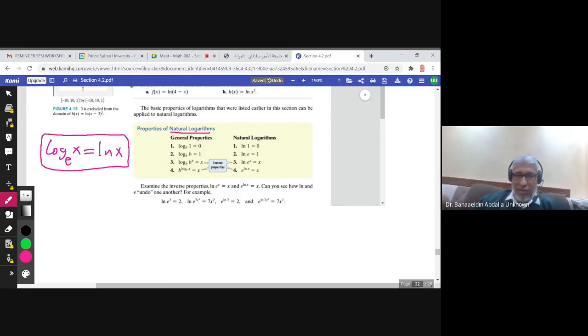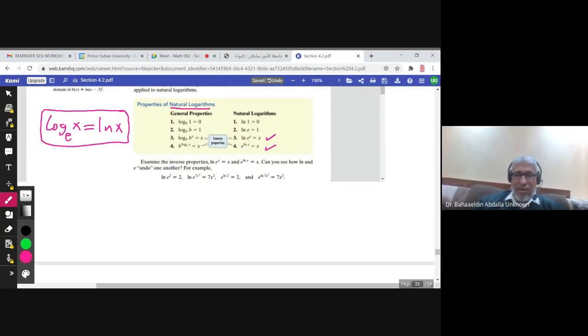Log 1 to base b is 0, so if you put b equals e, you write it ln, and then ln 1 is 0. If you change b to e, then ln e is 1, and this is very important. ln e is 1. We will use ln and e a lot. And here, if you replace b by e, then ln e to the power x is x, and this is very important. And e to the power ln x is also x. So e and ln cancel each other.